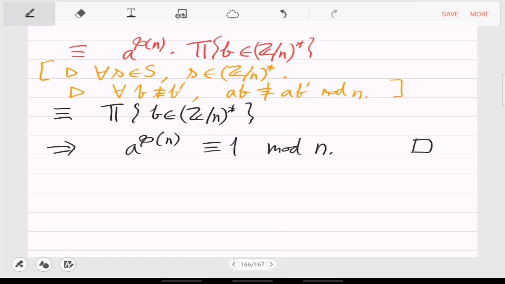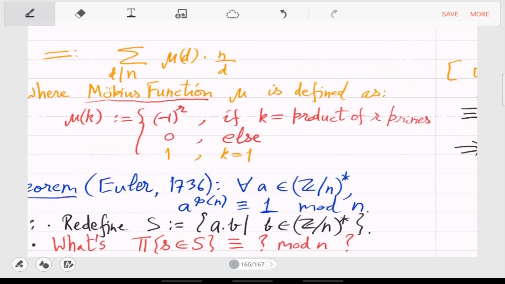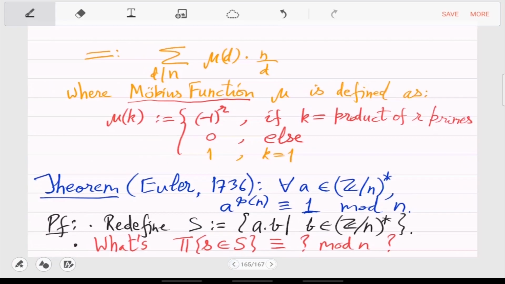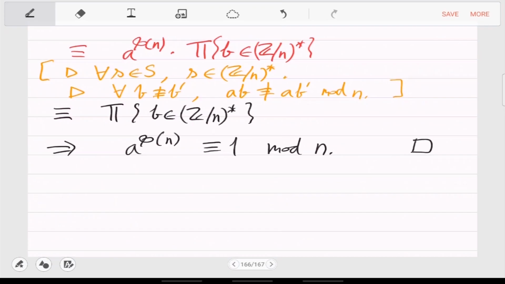So basically the counter example we had n equal to 4. Now you should look at a to the phi of 4, which is a square. So a square will be 1 as long as you take a to be co-prime to 4. If a shares a factor with n, then there is no result. But as long as a is co-prime to n, then this behaves in the best way possible. Any questions?